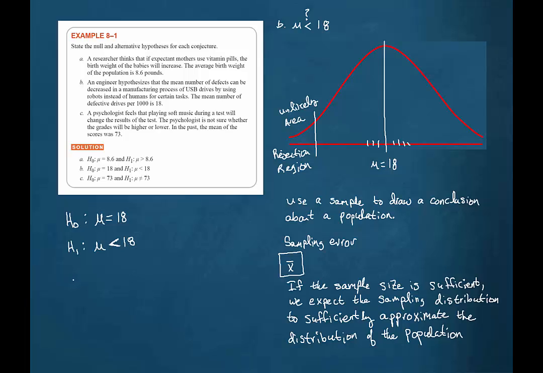Again, let's note that we have a one-tailed test. We don't care about what's up here to the right. If the question is, is the population mean actually less than 18? We only care what's down here to the left, and so our rejection region will be concentrated down here in the left tail.